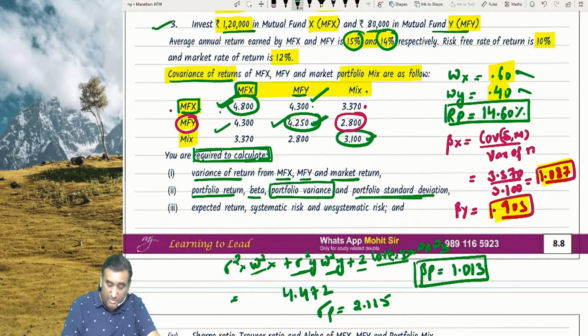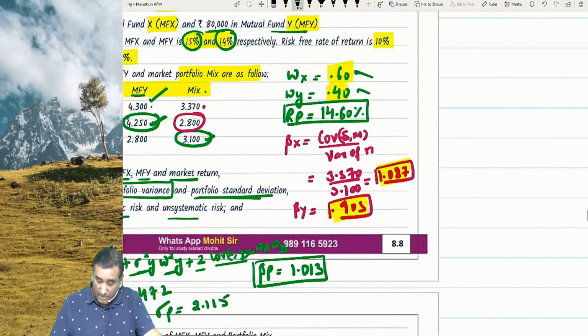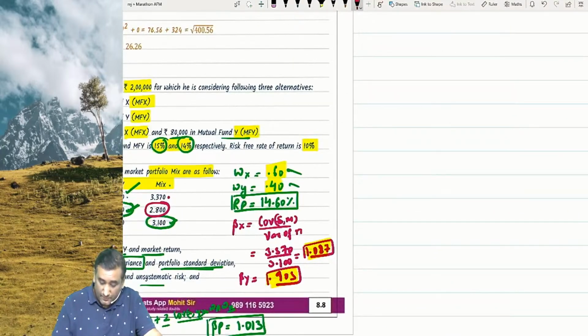You are required to calculate expected return, systematic risk, and unsystematic risk. Expected return of X, expected return of Y, and of the X, Y portfolio, that means using CAPM. So what will we do? Tell me the CAPM formula, with RF.